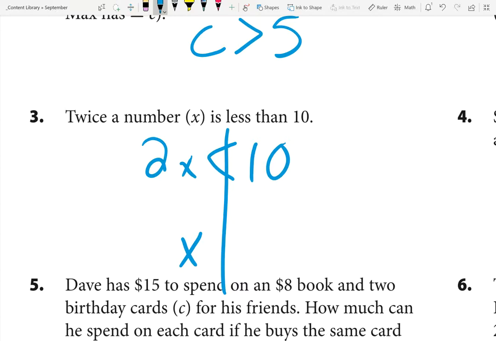Now, since it's 2 times x, we can get rid of the 2 by doing the opposite operation. The opposite of multiplying by 2 is dividing by 2. So when I divide by 2, those 2's will cancel out and leave us with just the plain x. But of course, divide both sides by 2, to keep things balanced, right? So 10 divided by 2 is 5. So x is less than 5.